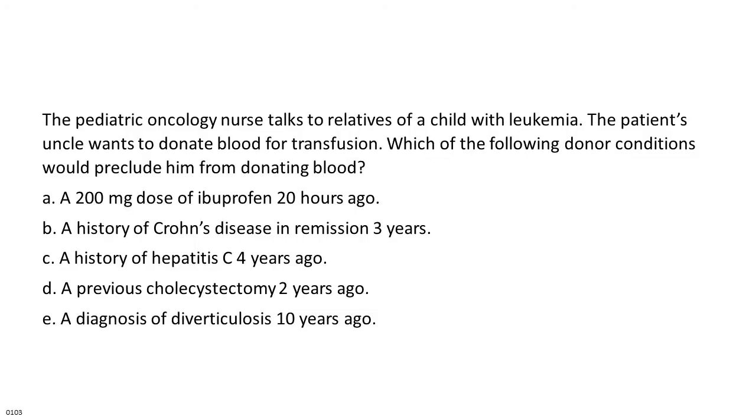The pediatric oncology nurse talks to relatives of a child with leukemia. The patient's uncle wants to donate blood for transfusion. Which of the following donor conditions would preclude him from donating blood? A. A 200 mg dose of ibuprofen 20 hours ago. B. A history of Crohn's disease in remission 3 years. C. A history of hepatitis C, 4 years ago. D. A previous cholecystectomy 2 years ago. E. A diagnosis of diverticulosis 10 years ago.